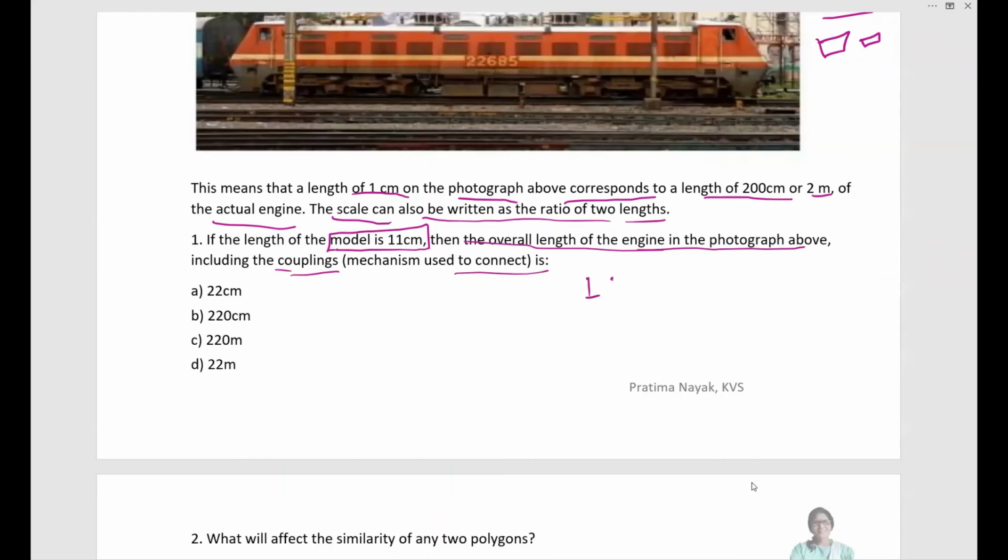If this is 1:200, so just multiply 200 here. In picture it is 11 centimeter. In real it will be how much? So it will be 11 multiplies 200. So 2200 centimeter. Now you will be thinking that there will be no options here. One is 22, 220, 220 meter, 22 meter. Which one will be answer? Certainly this will be 22 meter.